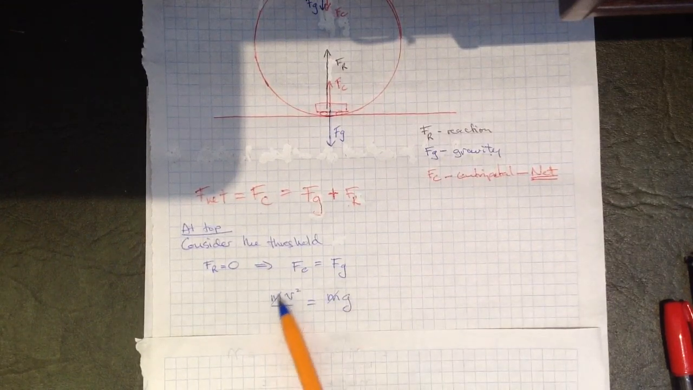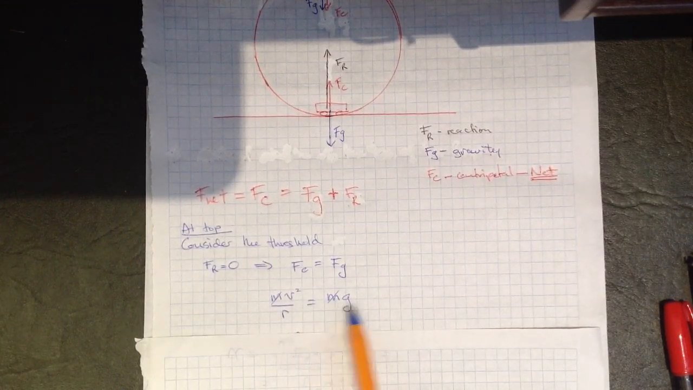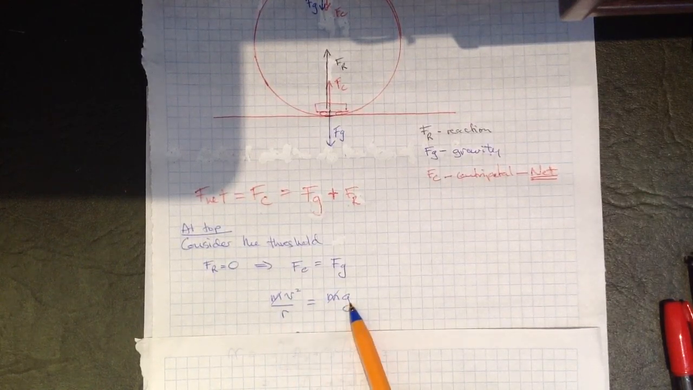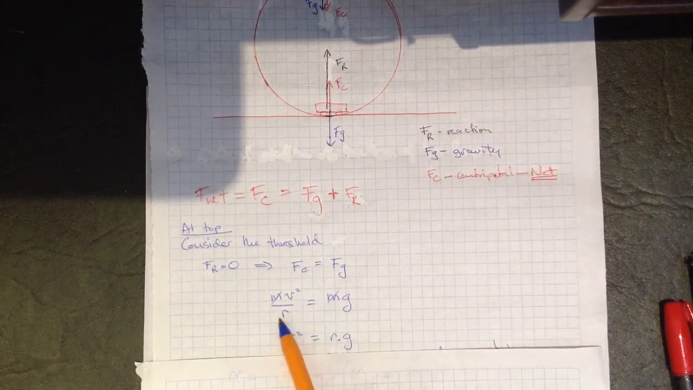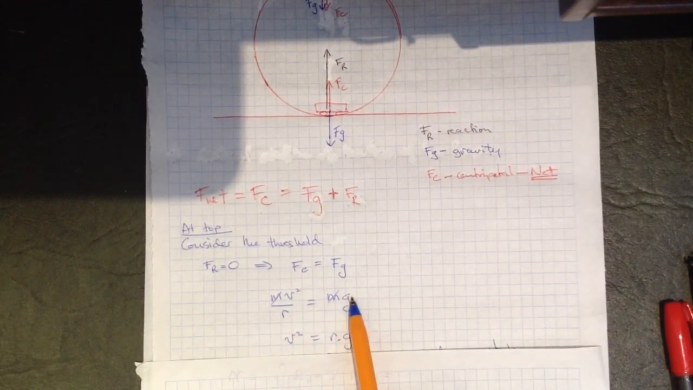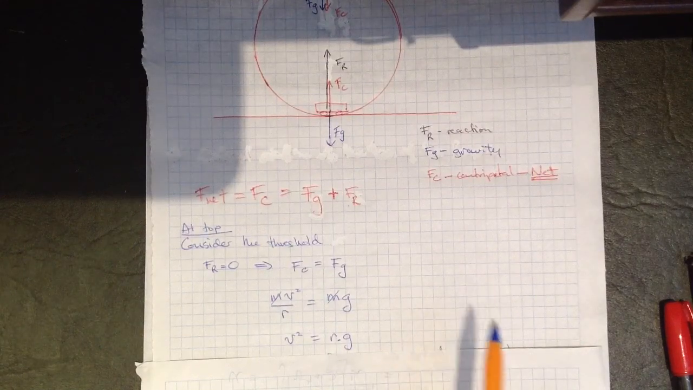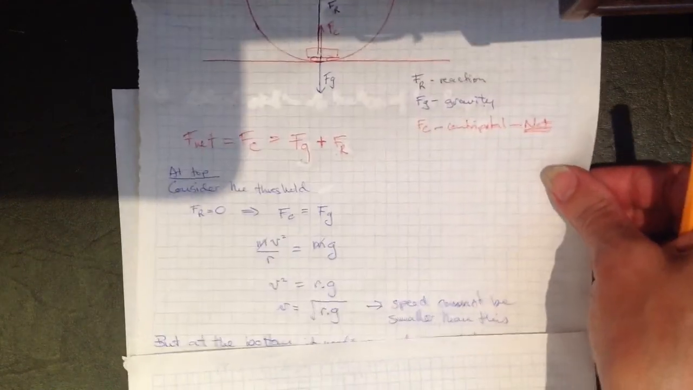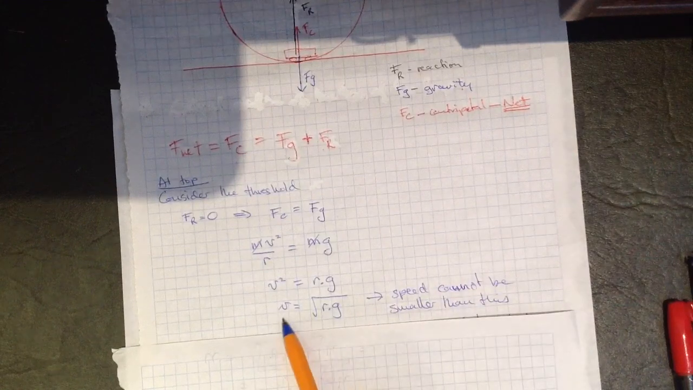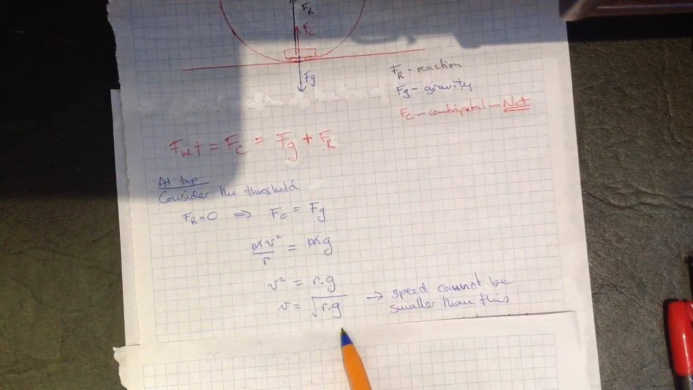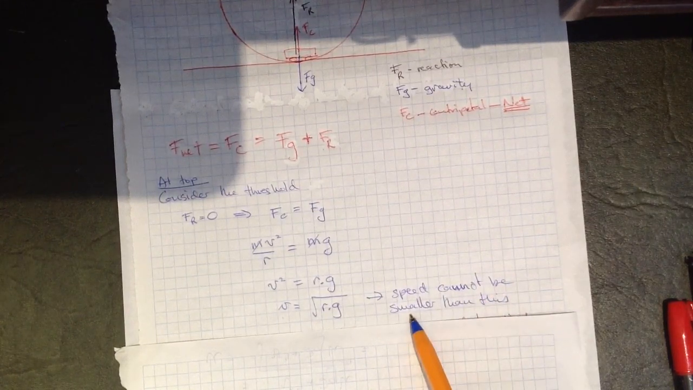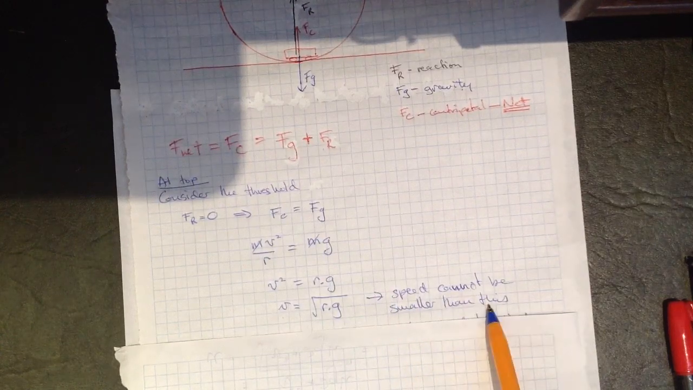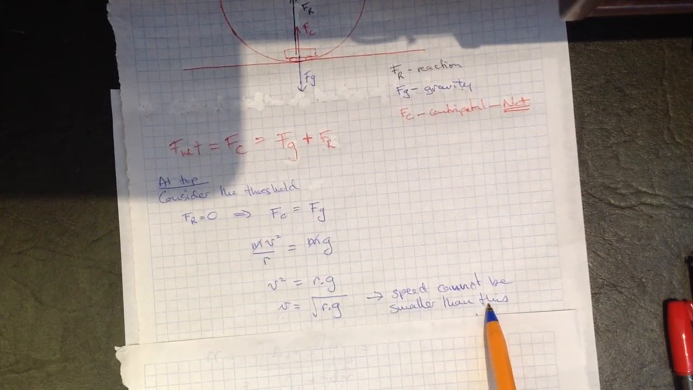We can then solve that, mv squared on r equaling mg. The masses cancel out. And then we find that v squared equals r times g by multiplying by r on both sides. Then taking the square root of that, we end up with v equal to the square root of r times g. Now remember, this speed cannot be smaller than this. This is a threshold speed, so it certainly can be larger, but the speed cannot be smaller than this for our car to make it around the loop.